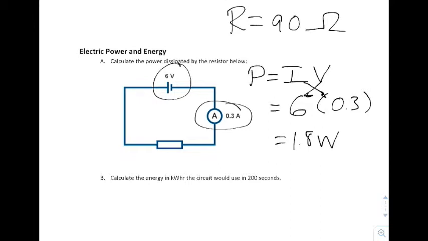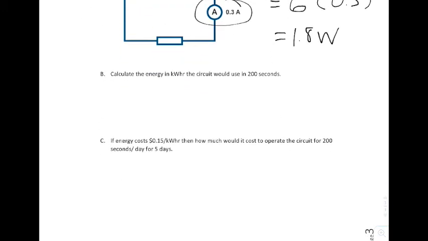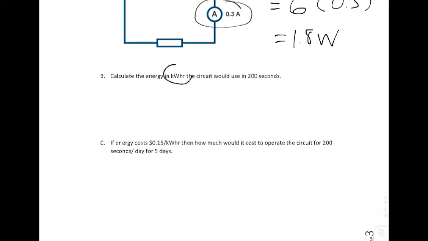Okay, now when you have 1.8 watts, the next thing it says is calculate the energy in kilowatt hours. Kilowatt hours tends to be the unit of energy that we use more commonly, and the reason for that is that a joule is such a small unit of energy that generally it doesn't mean anything, so we tend to talk about things in terms of kilowatt hours.